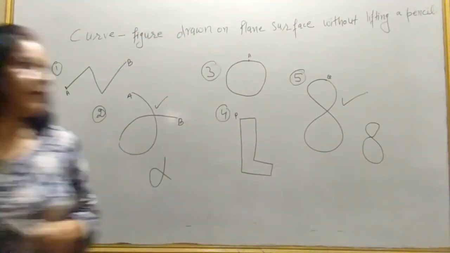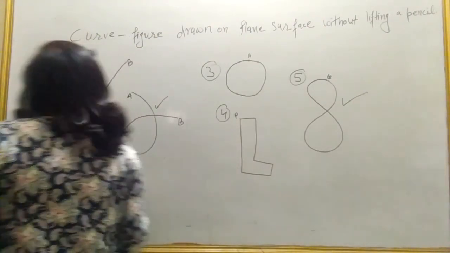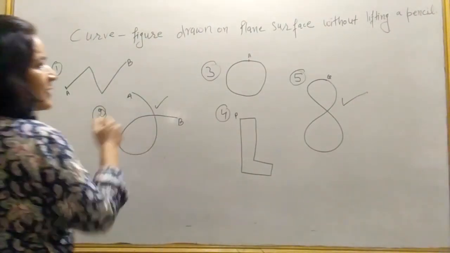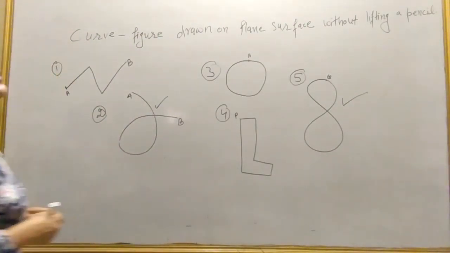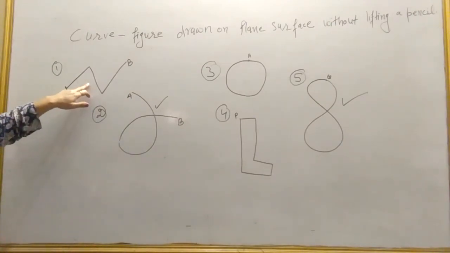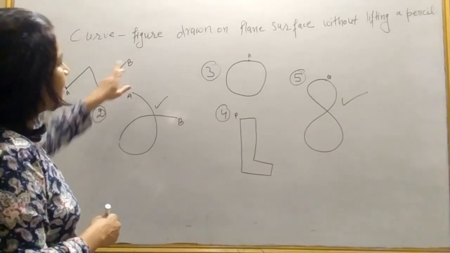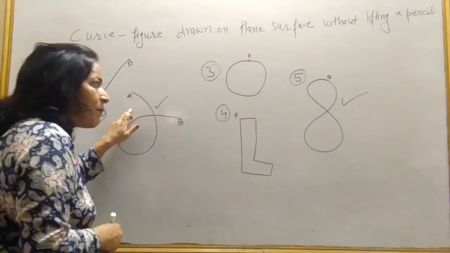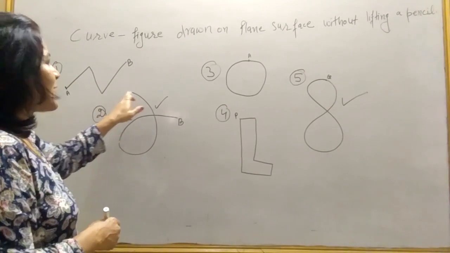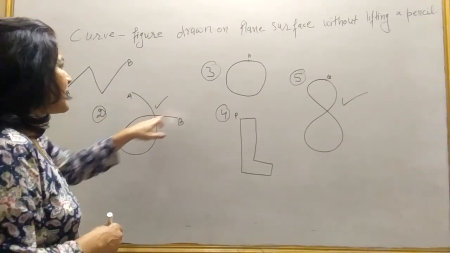A simple curve does not intersect itself, but a complex curve intersects itself. So it is an open curve because starting and end points are different. It's open but not simple because the starting and ending points are different and the curve intersects itself.